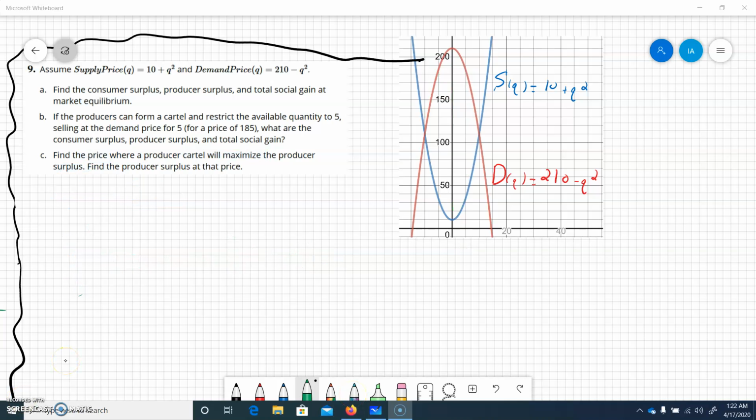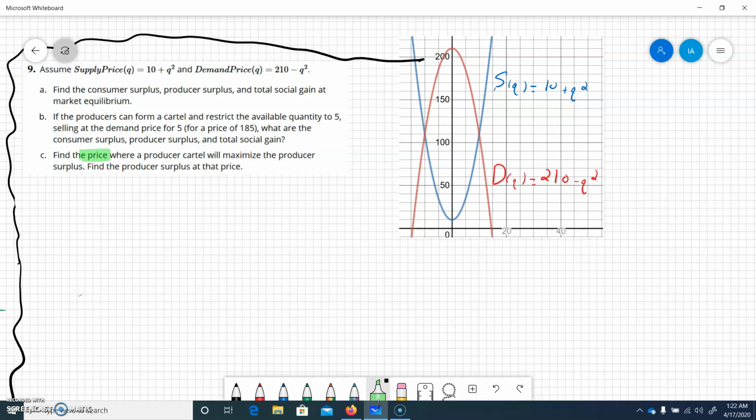Okay, we're continuing our discussion on the application of integration as it relates to the demand and the supply curve. And we're trying to maximize social gain, or in this case, we've now worked through our problem down to part C. So this is a continuation where it says we're trying to find the price.